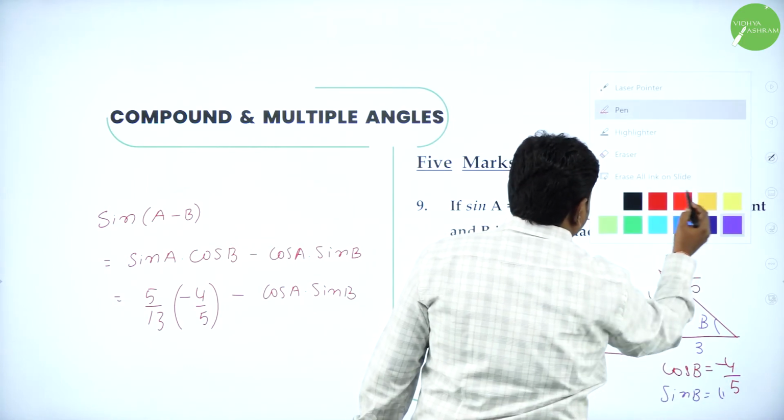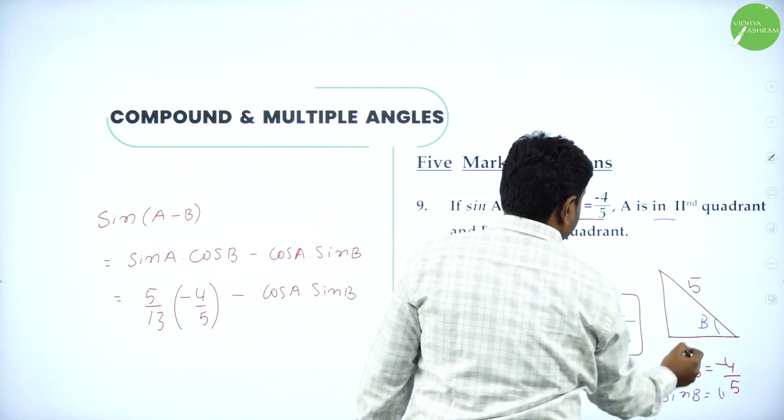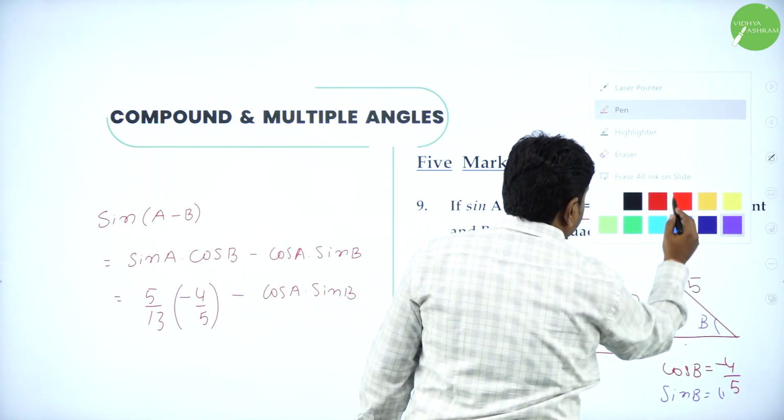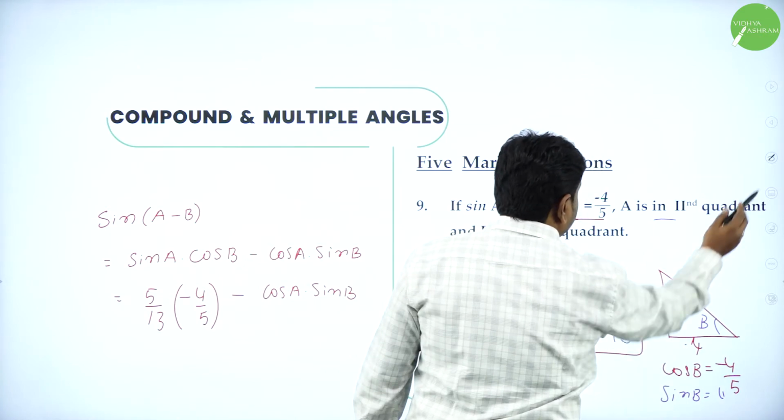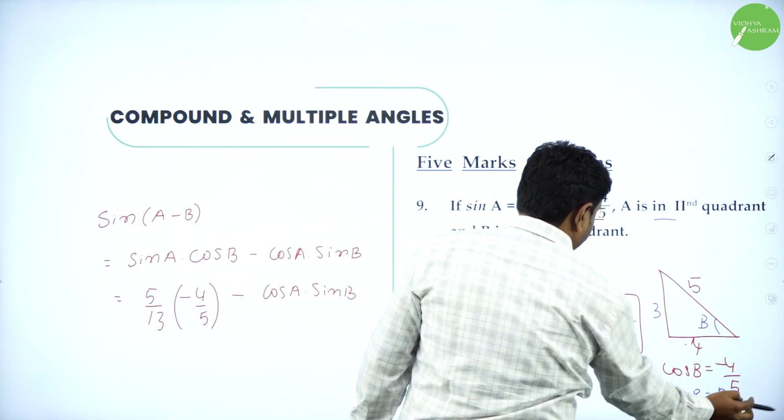Sorry, here I've made a mistake. So now cos means what? Adjacent by hypotenuse. So 4 by 5. Missing number is 3. 3 comes to the opposite side. Sin means 3 by 5.